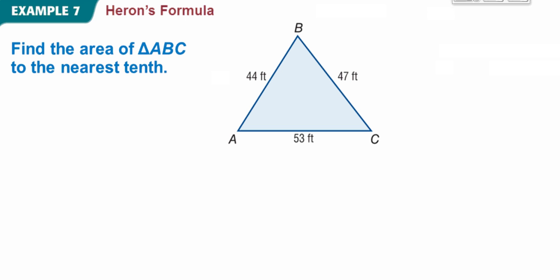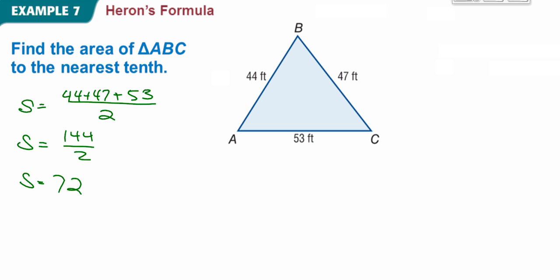So we're going to use Heron's formula, and first we find s, which is (a plus b plus c) divided by 2, so (44 plus 47 plus 53) divided by 2, or 1/2 of all of that. Be careful on a calculator: don't just type 44 plus 47 plus 53 divided by 2. You have to get the sum before you divide. When we add those up, we get 144 divided by 2, or half of 144, so s equals 72.